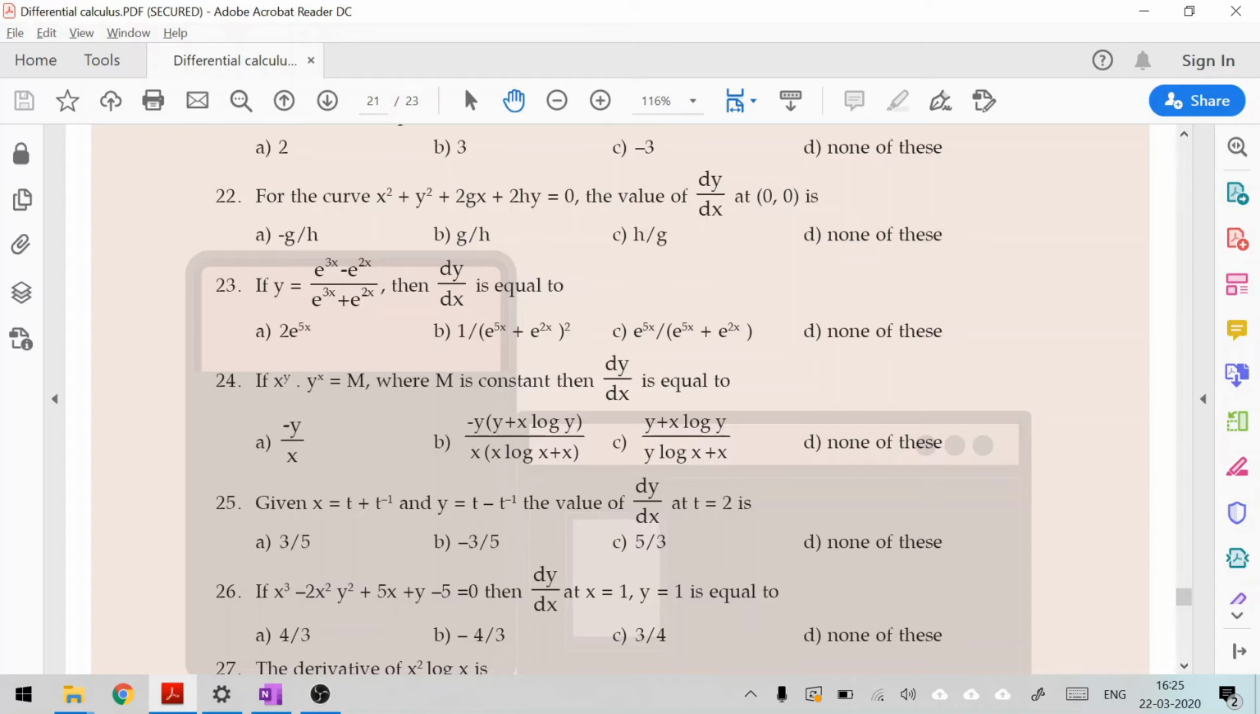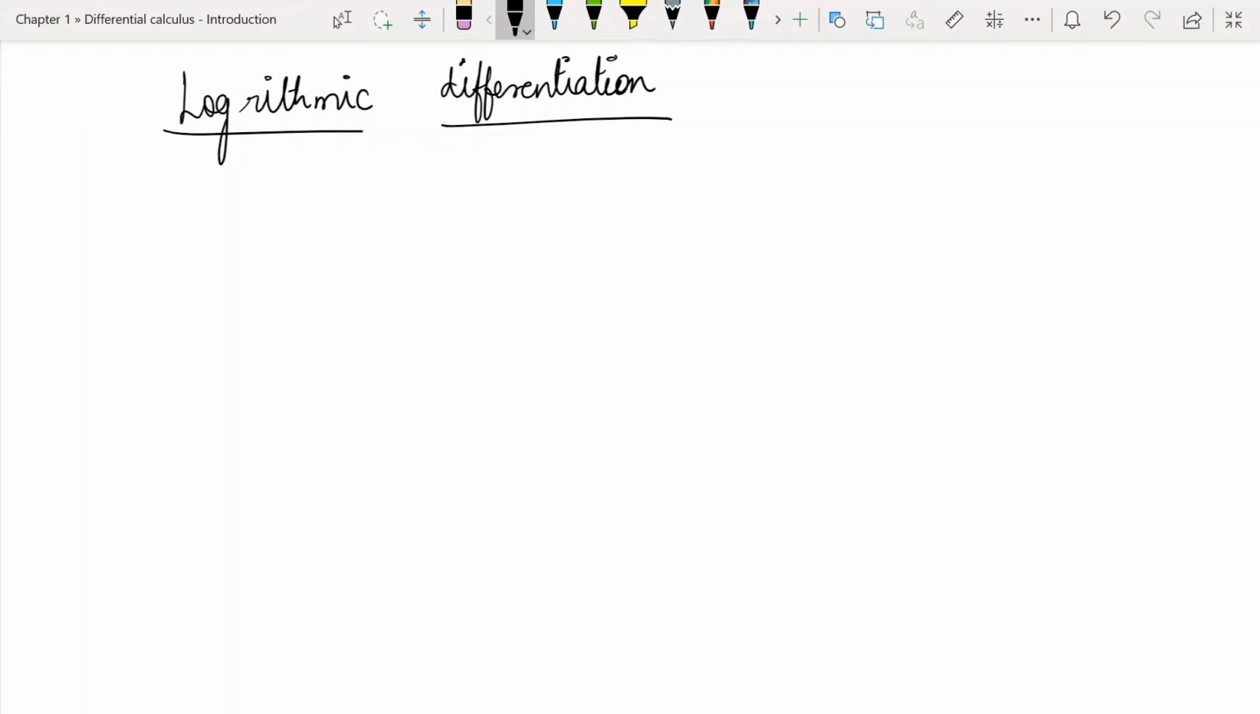Okay, so now we have x power y into y power x is equal to m. And the question is asking you to find the value of dy by dx. Now let me write this question down. This is question number 24. X power y into y power x is equal to m. Dy by dx is equal to question mark. Now why did I choose this question under logarithmic differentiation?